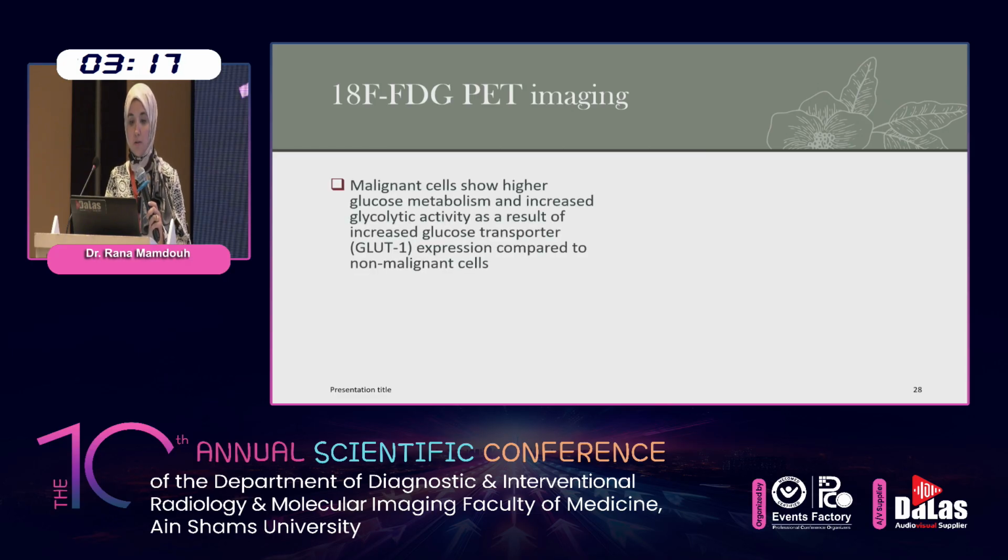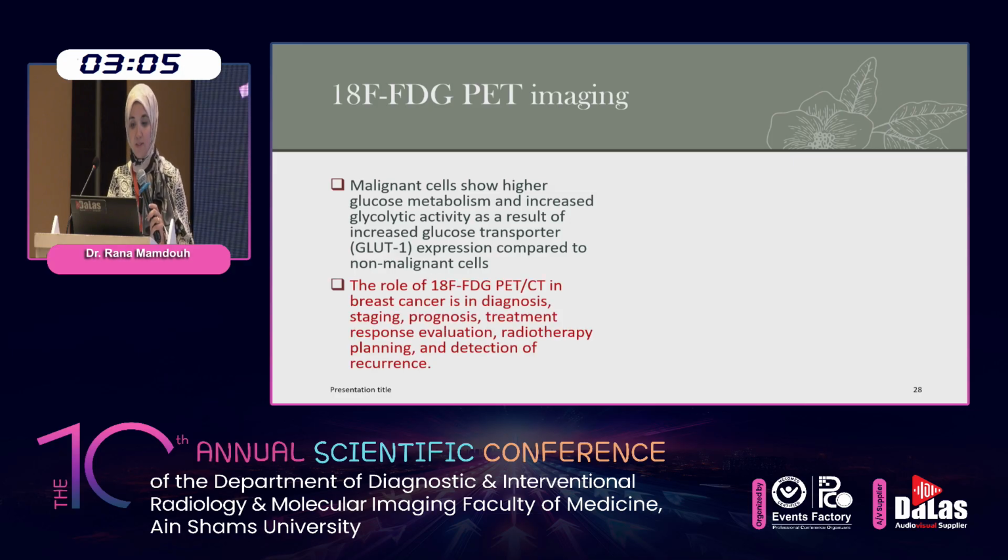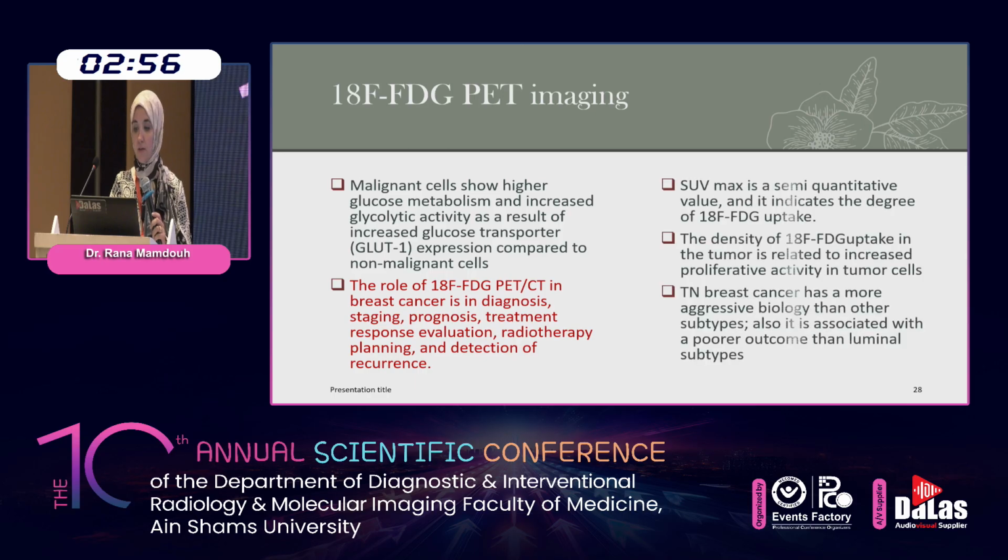FDG PET imaging. Malignant cells show higher glucose metabolism and increased glycolytic activity as a result of increased glucose transporter expression compared to non-malignant cells. The role of PET-CT in breast cancer is in diagnosis, staging, prognosis, treatment response evaluation, radiotherapy planning, and detection of recurrence. SUV max is a semi-quantitative value that detects the degree of FDG uptake. The density of FDG uptake in tumor is related to increased proliferation activity in tumor cells.